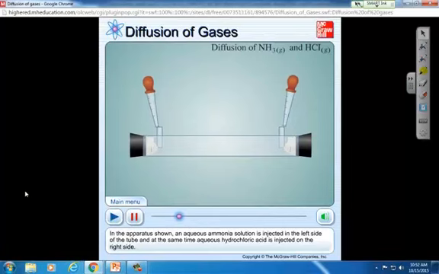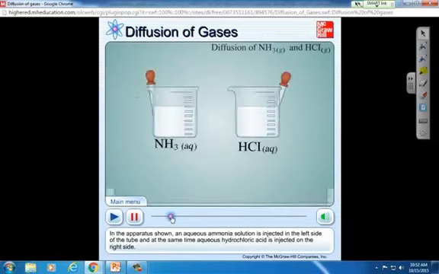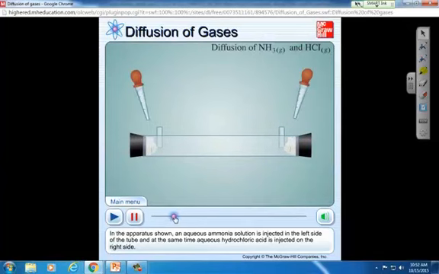Okay, so what's happening here, actually, let me just go back. Okay, the ammonia is on the left, the HCl is on the right. Ammonia solution is injected in the left side of the tube.